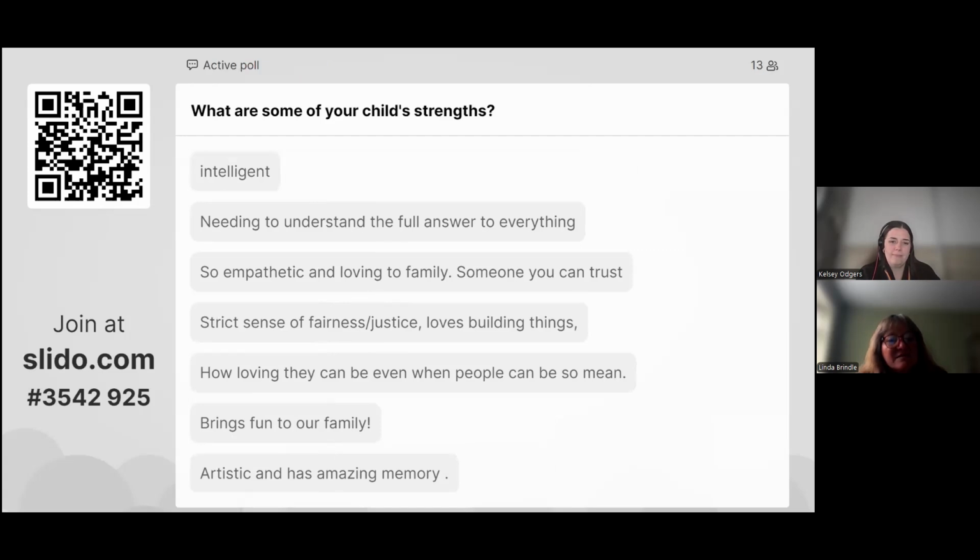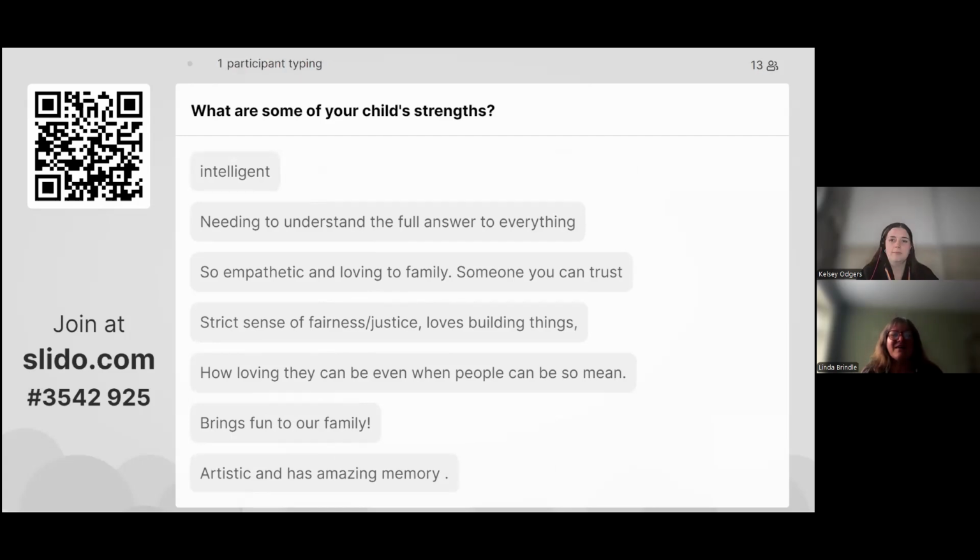Strict sense of fairness and justice. Yeah, yeah. Loves building things. So empathetic and loving to family, someone you can trust, needing to understand the full answer to everything. Yeah, really trying to make everything make sense. Absolutely. And intelligent. Thank you. Those are some amazing strengths that you shared.